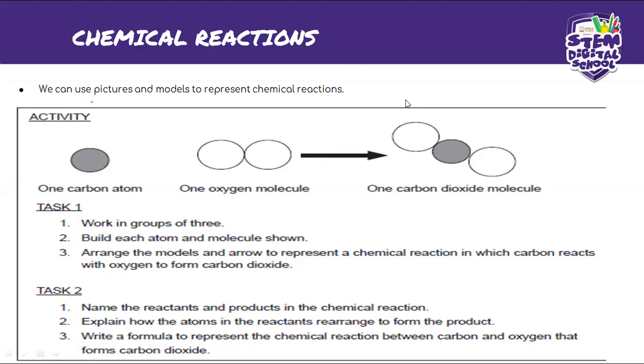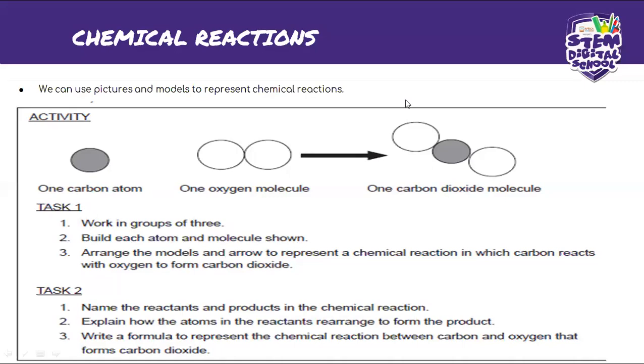I'm not seeing your answers. So I've only seen somebody's answer for number one. Number one says name the reactants and products in the chemical reaction. So what you need to do, you'll say reactant, then you write your answer. Product, you write your answer. Then when you are done, you go to what?